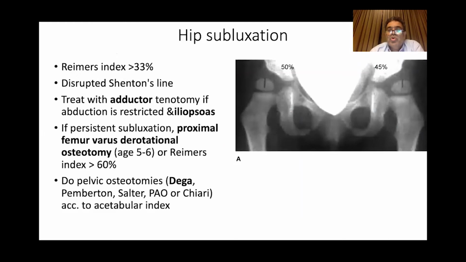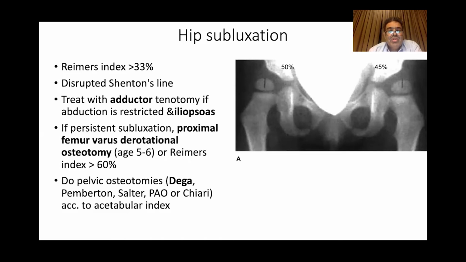Hip subluxation occurs when we have the Reimer migration index less than 33%. If it's more than 33%, the hip is subluxed. We have disruption of the Shenton line, we have tight adductors and tight iliopsoas, and this needs lengthening of the adductor and the iliopsoas. And if there is persistent subluxation, we should go for proximal femoral varus derotation osteotomy.